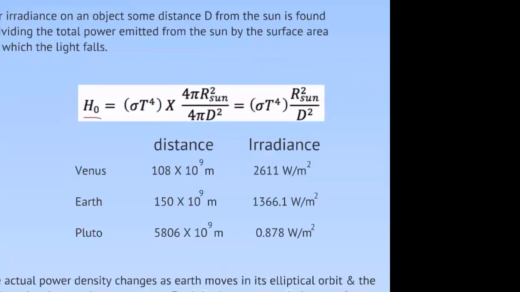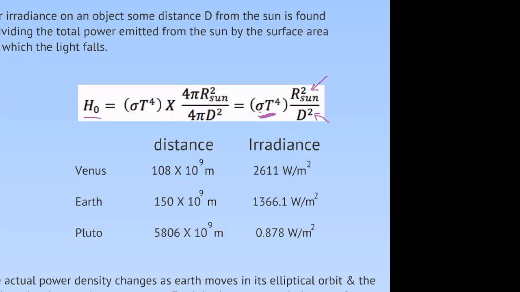Again, the flux density, power density, sorry, is given by sigma T raised to 4, the Stefan-Boltzmann Law. And all you need to do is scale by the distances. So this is the radius of the sun squared divided by the distance from the sun squared. So if you're at Venus, you'll see a radiance of 2,611 watts per meter squared.